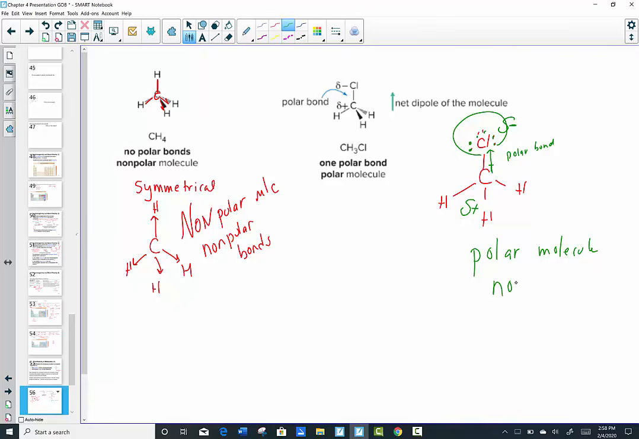Polar molecules are not symmetrical. And by that I mean, of the 4 attachments to the carbon, one was different. And as soon as I had something different, something a little more interesting to look at, I now knew that the molecule would be polar.